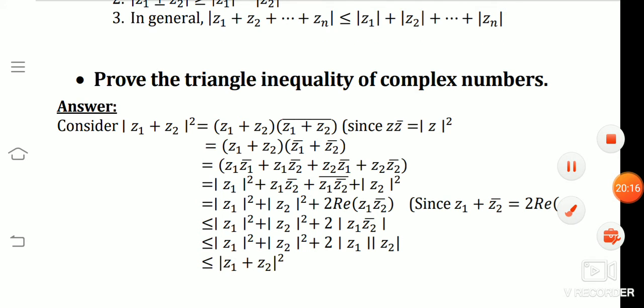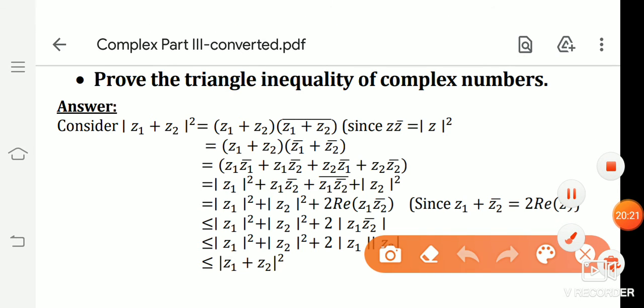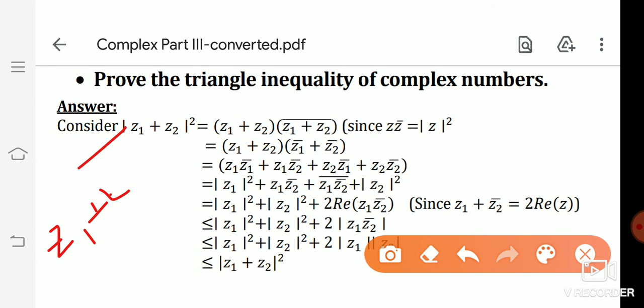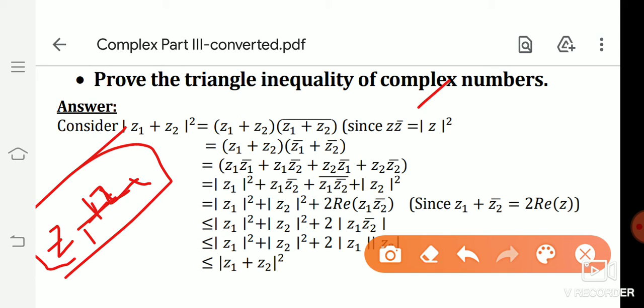Okay, so let me first consider mod of z1 plus z2 whole square. We have taken this as the LHS, and we know that mod of z1 plus z2 whole square is equal to z1 plus z2 into the conjugate of z1 plus z2. We are considering z1 plus z2 as only one complex number. We know that z dot z bar is always equal to mod z whole square.